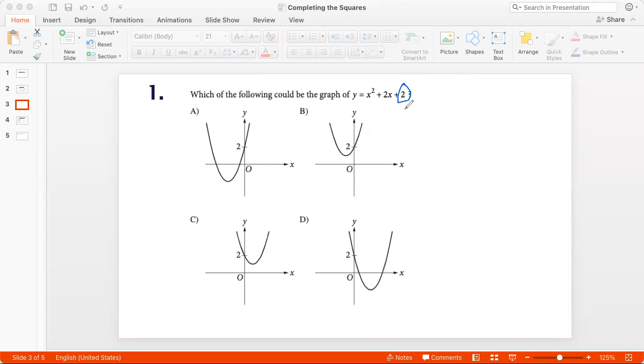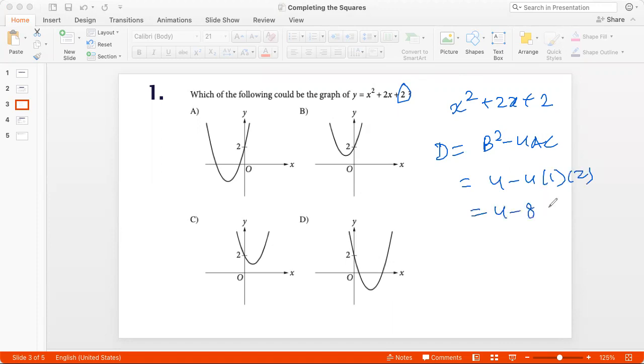Next, I try to find the x-intercepts. When I try to split the middle term, I notice that I can't. And if you calculate the discriminant, b² − 4ac, that is 4 − 4 × 1 × 2, which is 4 − 8, which is −4. That means this expression will not have real roots. So A and D are out, because if it doesn't have real roots, the parabola cannot intersect the x-axis. But between B and C, I'm still not sure of the answer with the x-intercept.